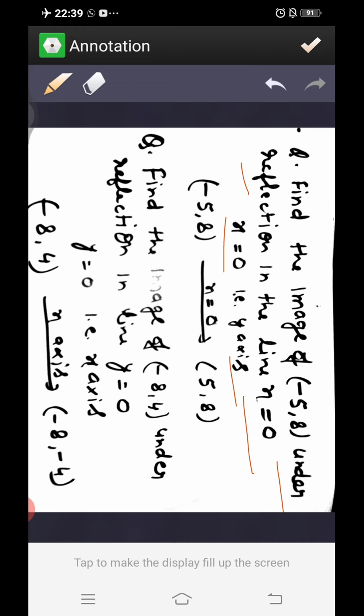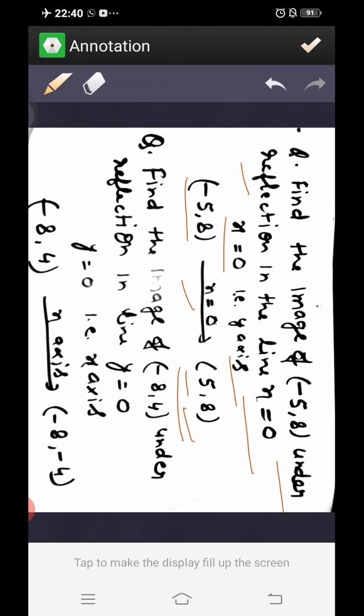So we have to reflect it in x = 0, that means the y-axis, and as we know, when we reflect in the y-axis, the sign of the x coordinate gets changed. So we have here the point (-5, 8). The sign of the x coordinate will change, meaning -5 will become +5 and 8 will remain the same. This is reflection in x = 0.